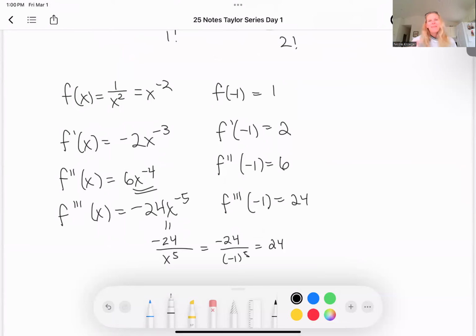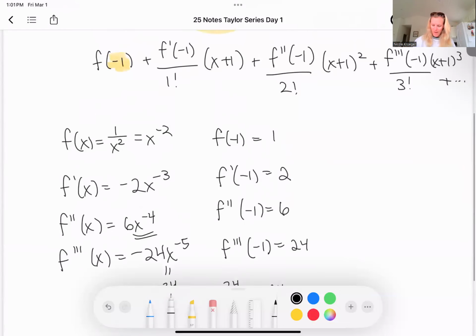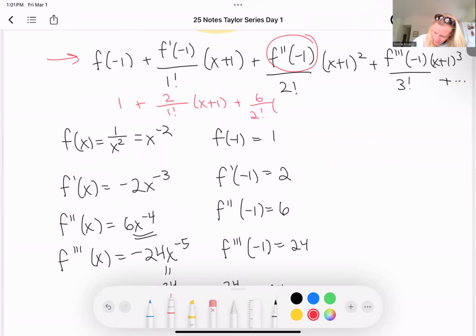Okay. So now that I've gotten these values, I'm going to go back and plug them into my expression that I have up here. So let me do that in a different color. So f of -1, that's just 1. F prime of -1, that's 2 over 1 factorial, x plus 1. This piece was 6 over 2 factorial, x plus 1 squared. So it's 24 over 3 factorial, x plus 1 cubed.